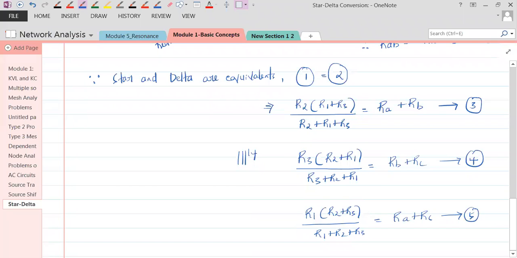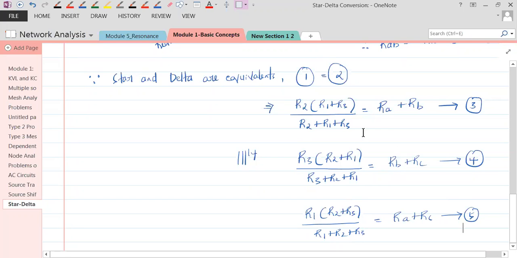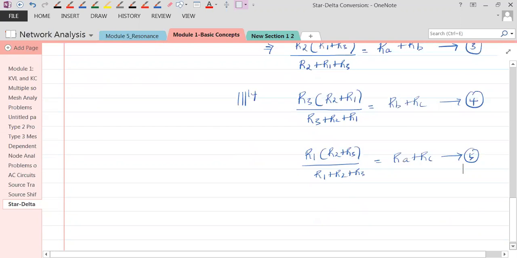I hope you have understood how we obtained equations 3, 4, 5. We have done detailed steps to get equation 3. On similar grounds, we can obtain equation 4 and equation 5 also. Get that point? Now, from 3, 4, 5, we have to get the equation for RA. Manipulate, do anything, but get me the equation for RA. Okay, so let's do that now.